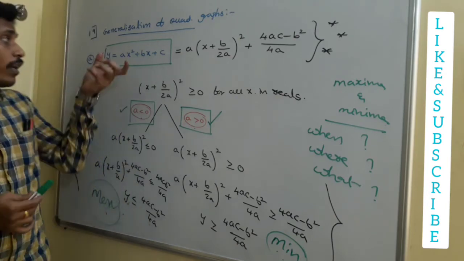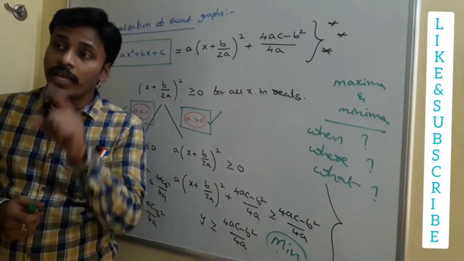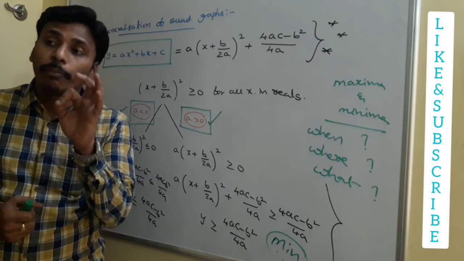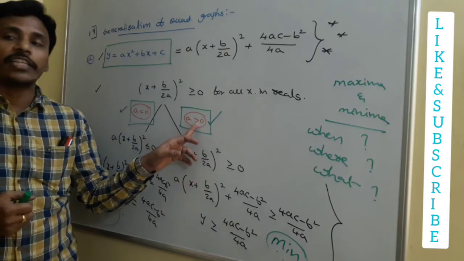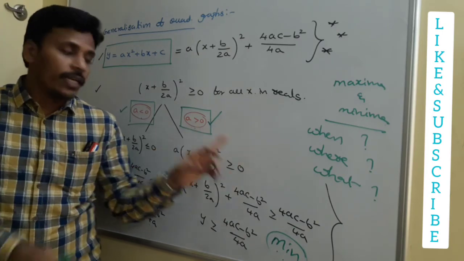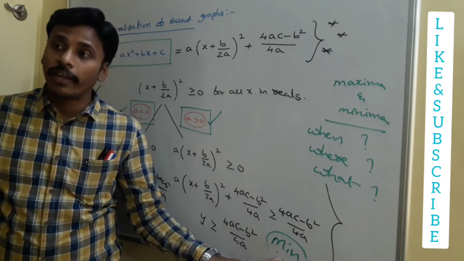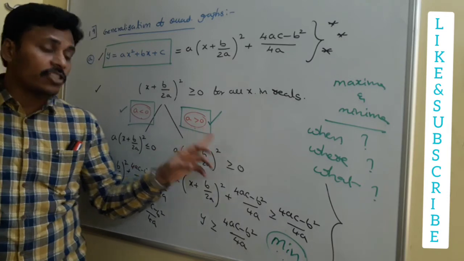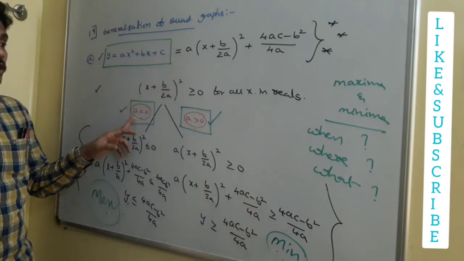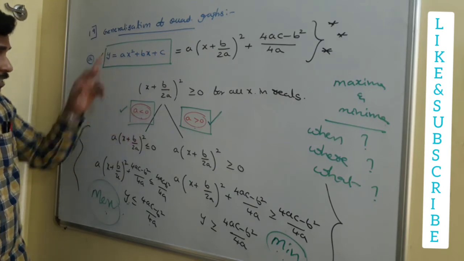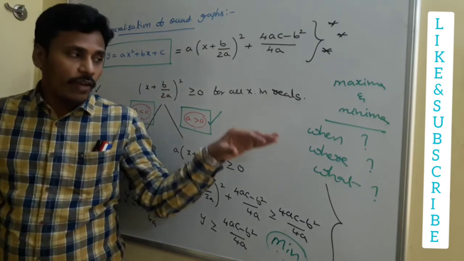When does y equals ax square plus bx plus c have minima? If a is greater than 0, it has minima. For the question when, your answer is: at a greater than 0, minima. It has maxima if a is less than 0. Then the question when is over.